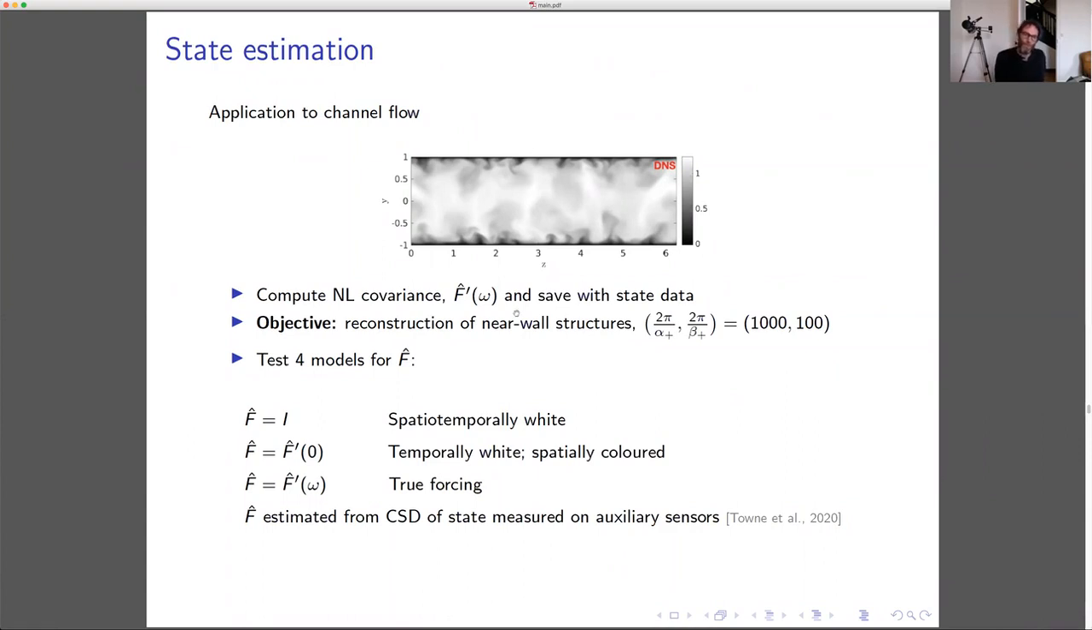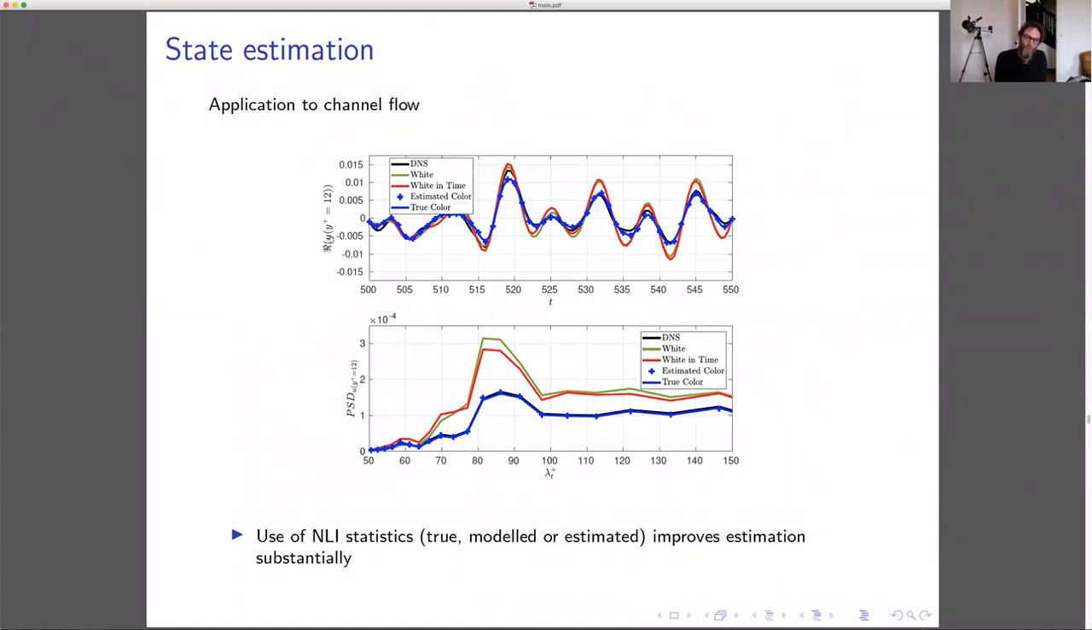Okay, so here are some results. Here we're looking at reconstructing streamwise velocity fluctuations at a y plus of 12. These are time traces. The DNS is shown in black. The green and red show what you get with the assumption of white forcing statistics. If you use the true color, you get the blue line, and you see you get a very nice match with the DNS. If I now look at a frequency spectrum, so this is power spectral density as a function of non-dimensional frequency, again, you see that when you use the true color, you get a much better estimate of what's going on at y plus equal to 12. So by using the nonlinear statistics, you can improve the estimation substantially.